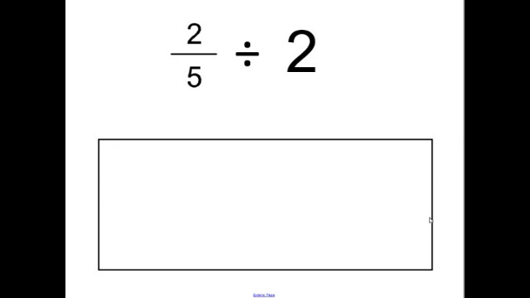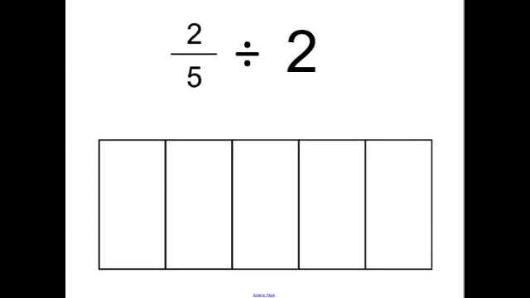We've got a rectangle drawn out here which is going to represent our whole. We're going to split that rectangle into fifths, into 5 parts, and then we are going to shade one of those fifths. Sorry, this time we're doing 2 of the fifths because the numerator tells us that we have got 2 of the fifths there.